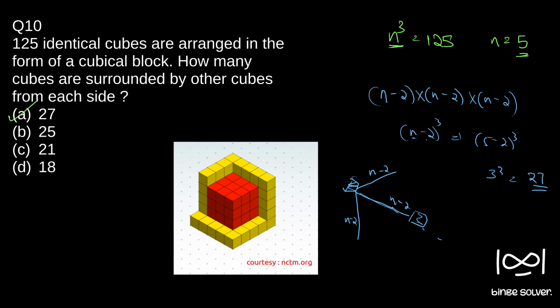So I hope it is clear now why each side is n minus 2, and how these are the cubes that will be surrounded by other cubes from each side. If you take any other cube, that is a cube colored yellow, if you take this cube, it will have cubes on this side and the bottom side, but it won't have cubes on this side and the top side. So that is not surrounded by other cubes. The only cubes that are surrounded are these red ones, and that is the number we found as 27. The solution to this question is 27.